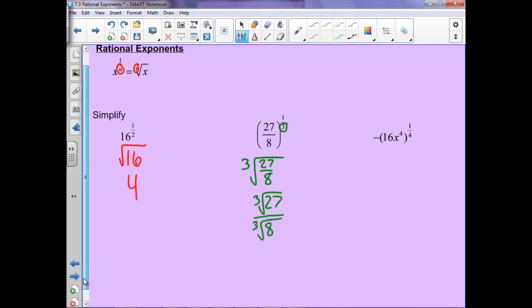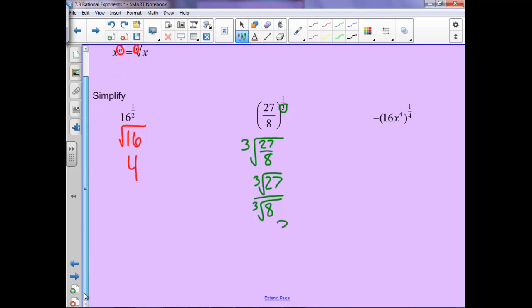So think about what cubed gets us 27. Well, that's 3. And what cubed gives us 8? Well, that's 2. This last one, it's to the 1/4, so that's the 4th root. So this negative will stay outside, negative 4th root of 16x to the 4th. So the 4th root of 16 is 2, and then the 4th root of x to the 4th is the absolute value of x.